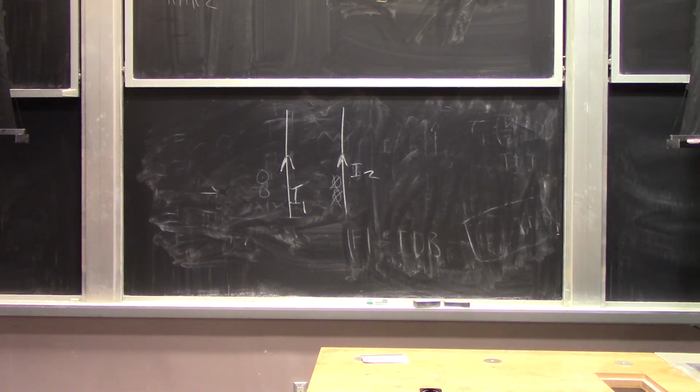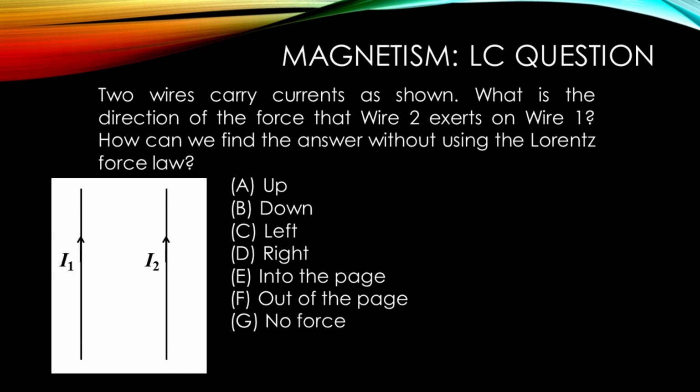Okay, so let's move on to the next one. This one says two wires carry current as shown. What is the direction of the force that wire 2 acts on wire 1? So now we're kind of reversing this. We also want to know how we could know what this answer is without using these right-hand rules at all, just referencing the previous question. Okay, so go ahead and talk about this one.